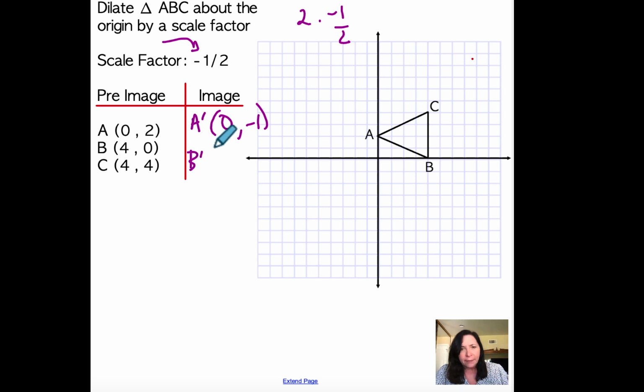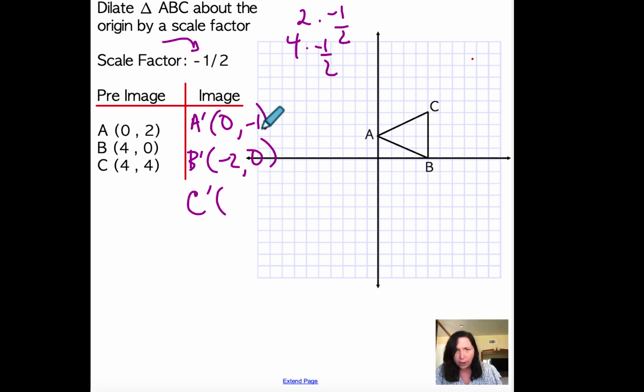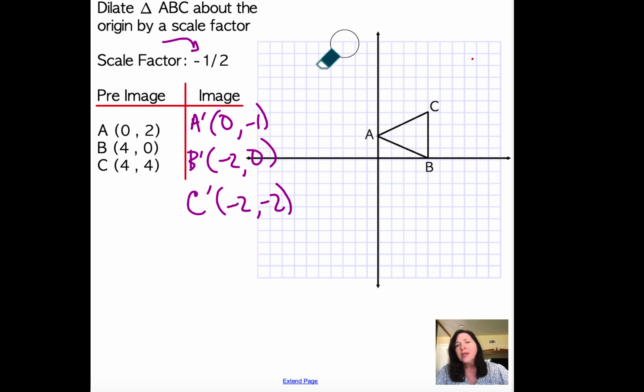For B prime, 4 times -1/2 is -2, and 0 times -1/2 is still 0. For C prime, we're going to get 4 times -1/2. I'm going to do that twice because that's 4, 4, right? So 4 times -1/2 is -2, and then also again -2. So in doing this, we get 0, -1. We get -2, 0. We get -2, -2.